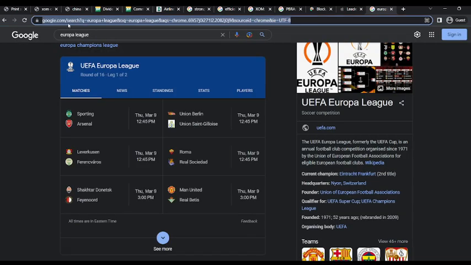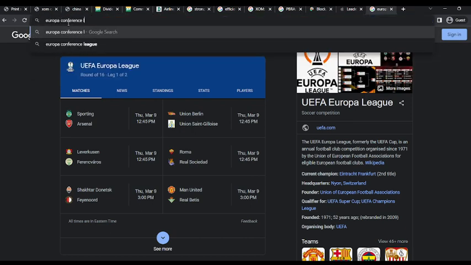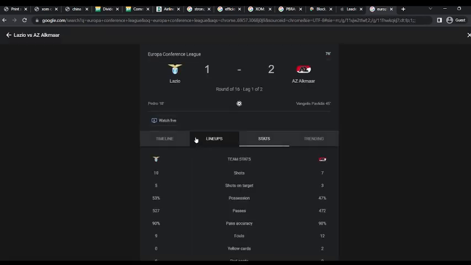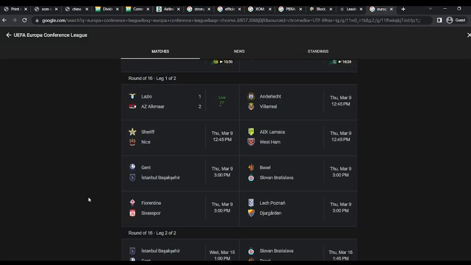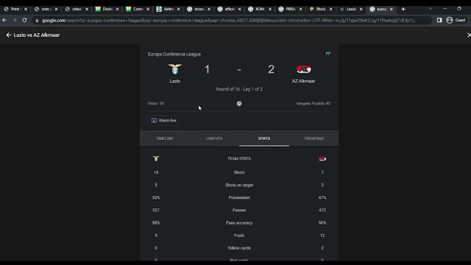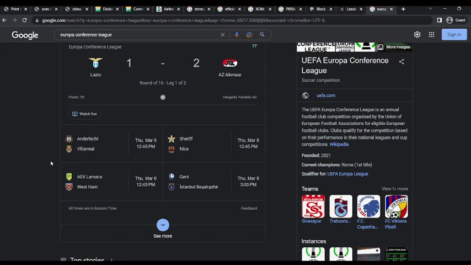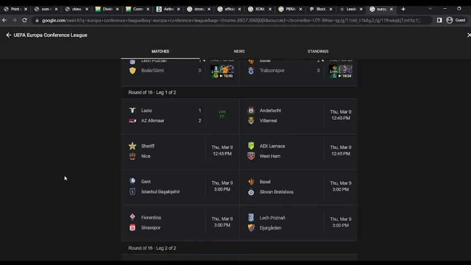All right, so in a couple of weeks we can check back on that. And lastly, Europa Conference League. Well, I was expecting AZ Alkmaar to be in the lead. Before the game, I would have said Lazio with Maurizio Sarri. So I'll stick with that, Lazio to go through across again both legs.